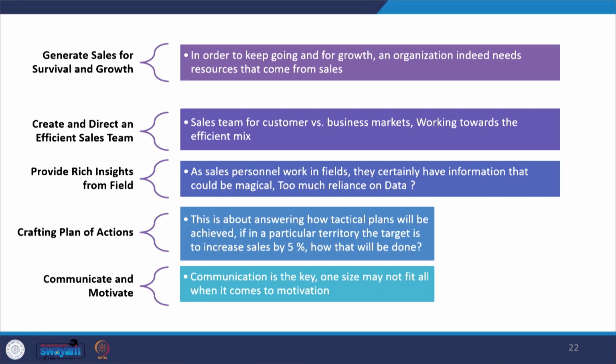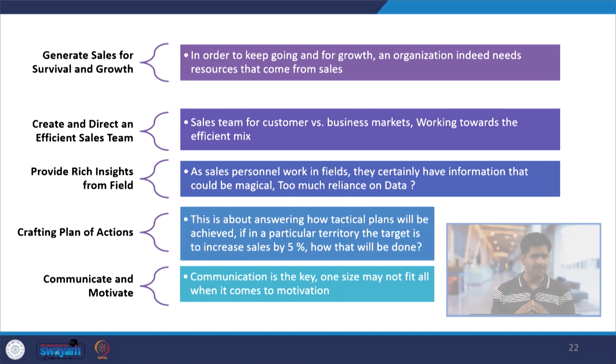Now the last part, when we primarily look at the role of sales management, is communicate and motivate. We definitely have looked at the motivation aspect, we mentioned it in the implementation part with respect to the strategic role, but now we are looking at it from the perspective of aligning it with communication. Communication is the key. You need to have regular meetings with your sales team and sometimes also with your customers, right? And one size may not fit all when it comes to motivation.